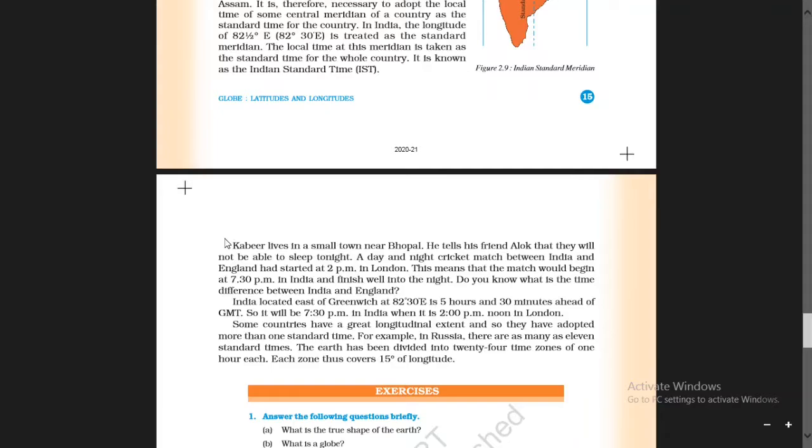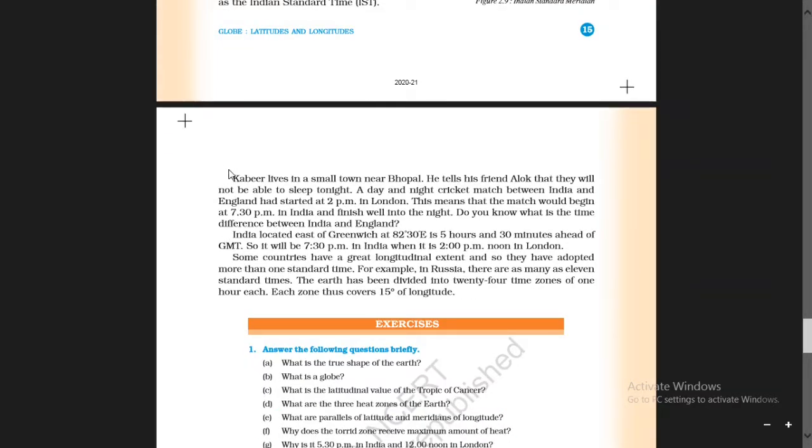Okay, let us proceed to the last page of the chapter. Kabir lives in a small town near Bhopal. Kabir is the name of a boy who lives in a small town near Bhopal. He tells his friend Alok that they will not be able to sleep tonight. A day and night, because why? That means they will not be able to sleep tonight.